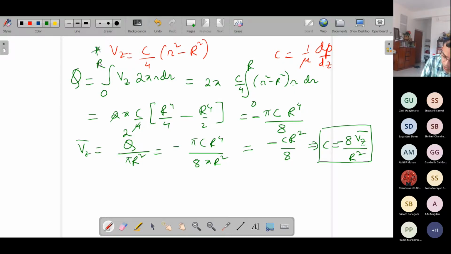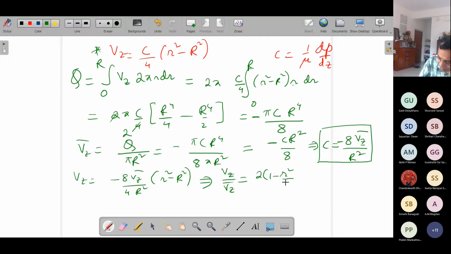If you substitute here, Vz will be minus 8 Vz average by 4 r square into this one. So you get this parabolic velocity profile, the classical one. Vz is 2 Vz average into 1 minus small r square by capital R square. The velocity profile for laminar fully developed flow through a circular pipe, perhaps the most standard and classical result in engineering fluid mechanics.